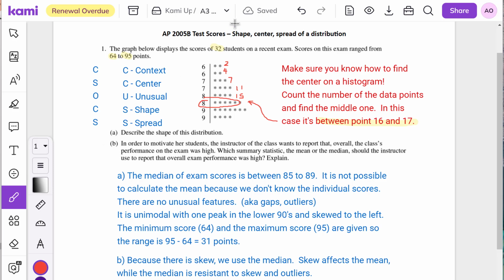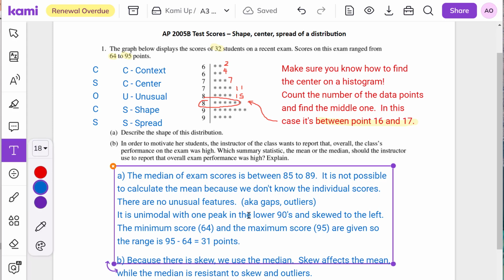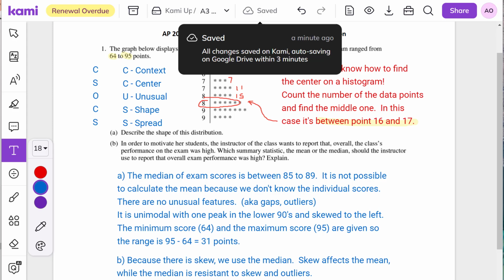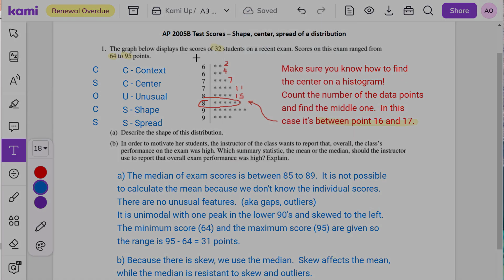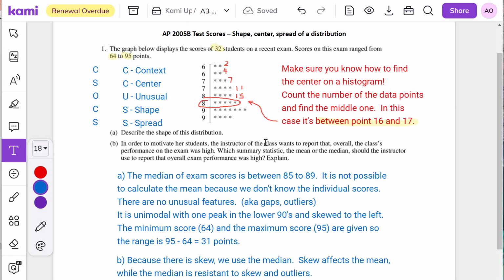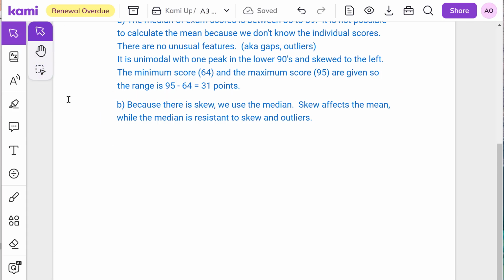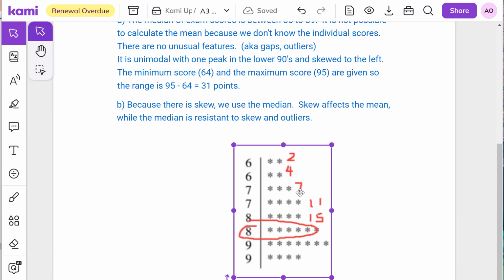Then we have the shape. So how many peaks does it have? It's unimodal. It has one peak in the lower 90s. That's fine because it's a whole group of categories, from 90 to 94. And it's skewed to the left. One way you can check that, let me show you what I mean. I'm going to take a picture of this and paste it down here in this space. So that's the picture we're looking at.